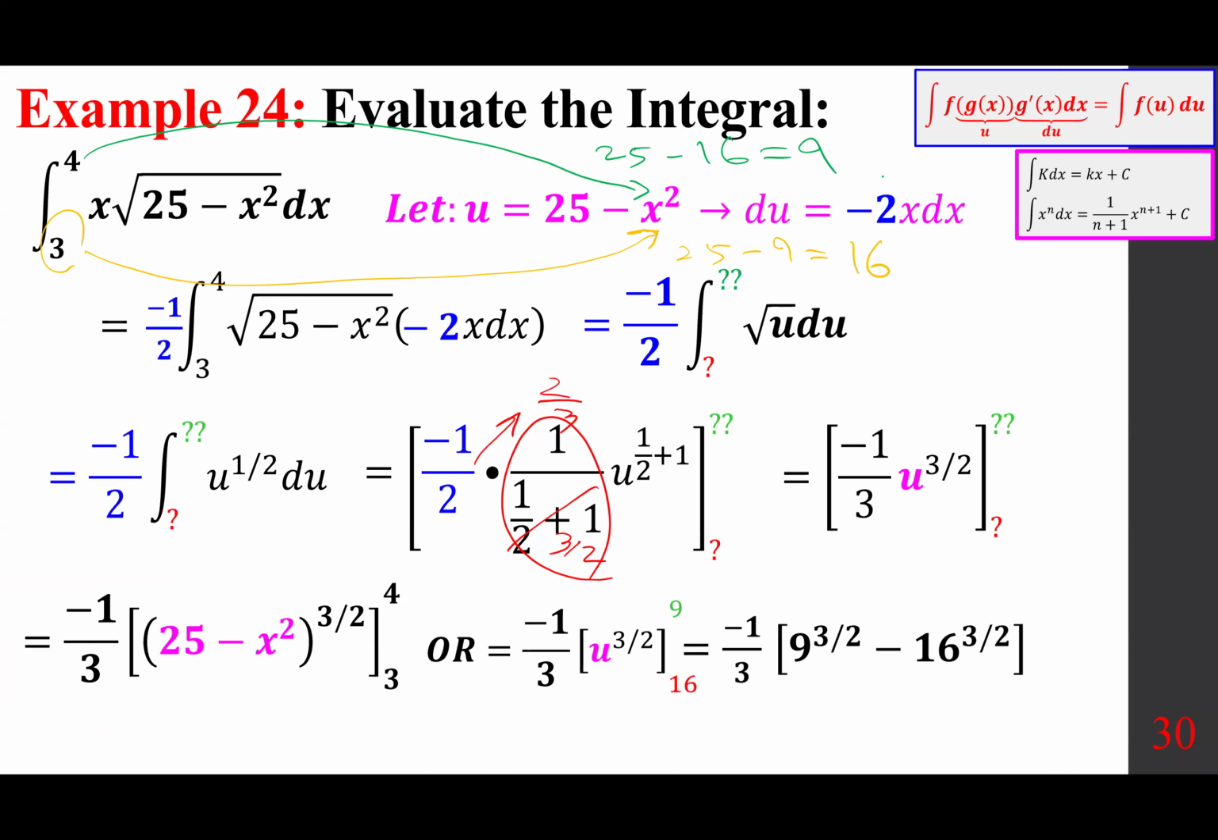Plug in and keep the negative 1/3 out to make life easy. Square root of 9. 3 cubed, 27, minus square root of 16. 4 cubed, 64. 27 minus 64 is negative 37. The product of these two numbers is positive 37/3.